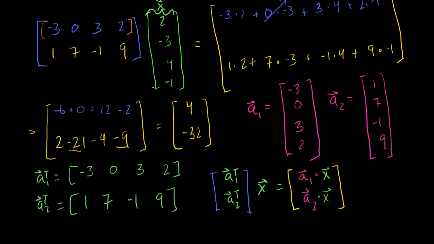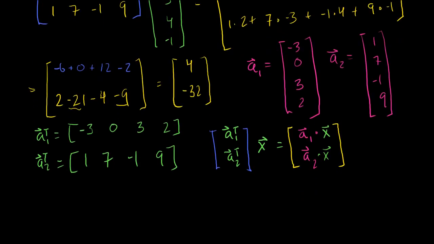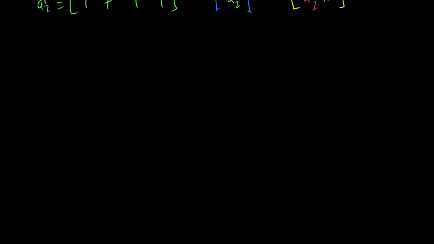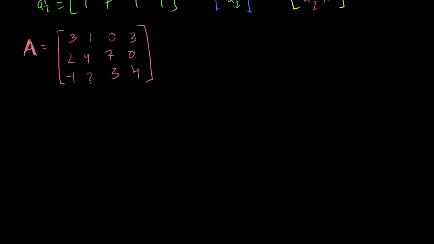This is one way to perceive matrix multiplication. Now the other way to perceive it, let me do it with a different example. Those numbers are getting a little bit tiresome. Let's say I have the matrix A, nice bold, is equal to, let me say it's 3, 1, 0, 3, 2, 4, 7, 0, minus 1, 2, 3, and 4. And I need to multiply this.